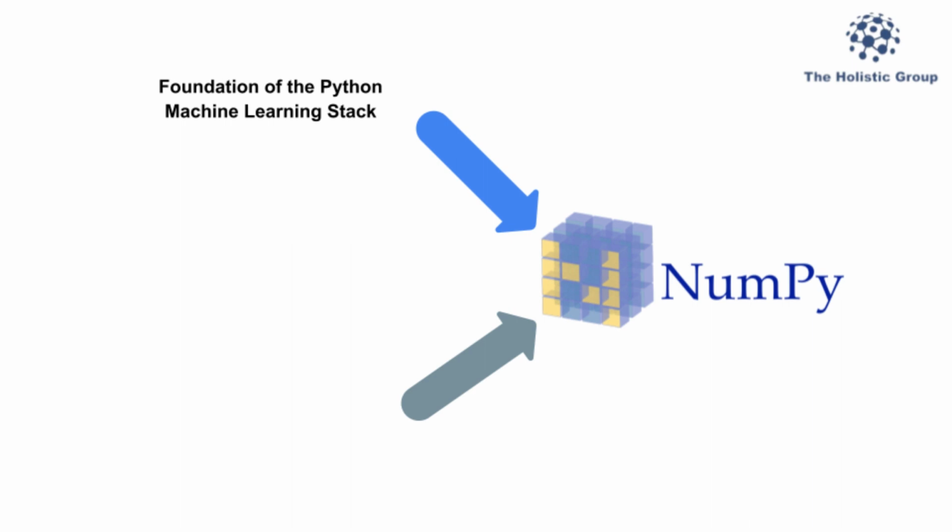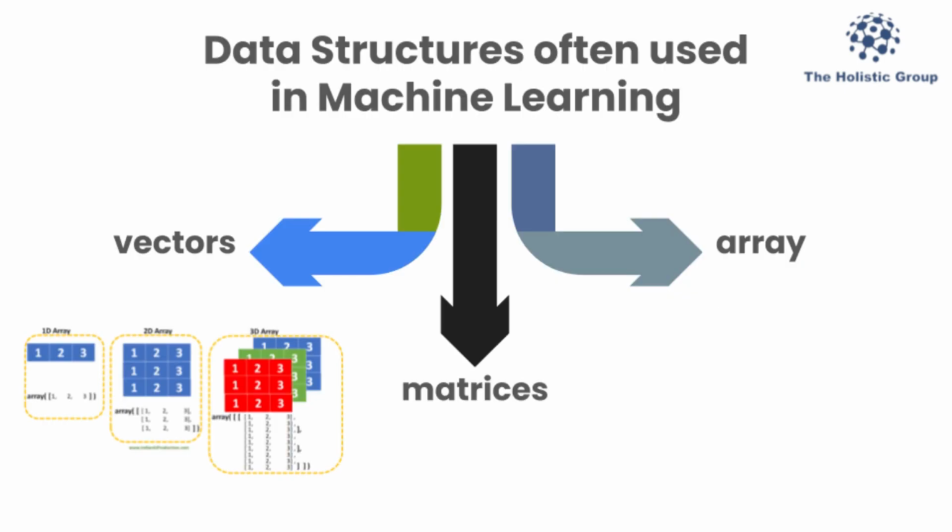Numpy is the foundation of the Python machine learning stack. Numpy allows for efficient operations on data structures often used in machine learning. If we talk about data structures often used in machine learning, we have vectors, matrices and arrays.